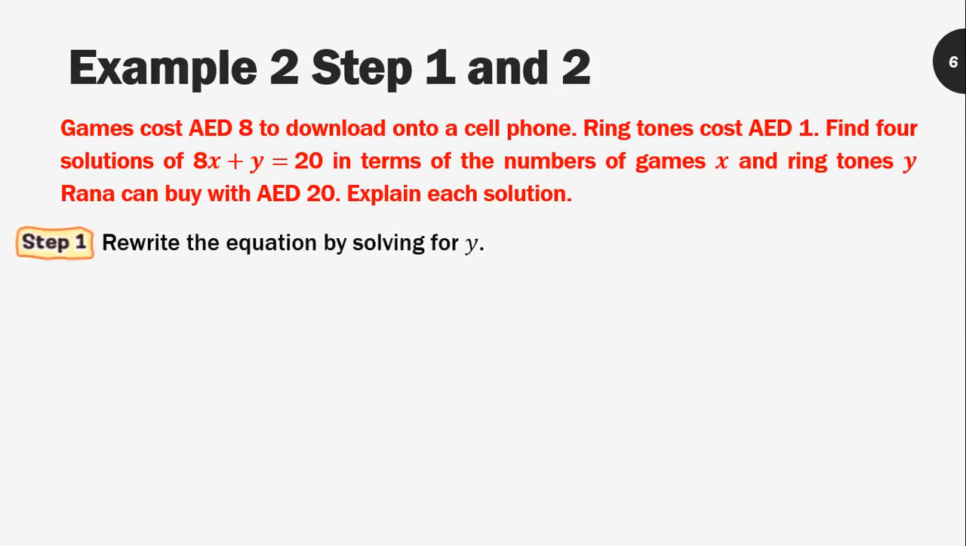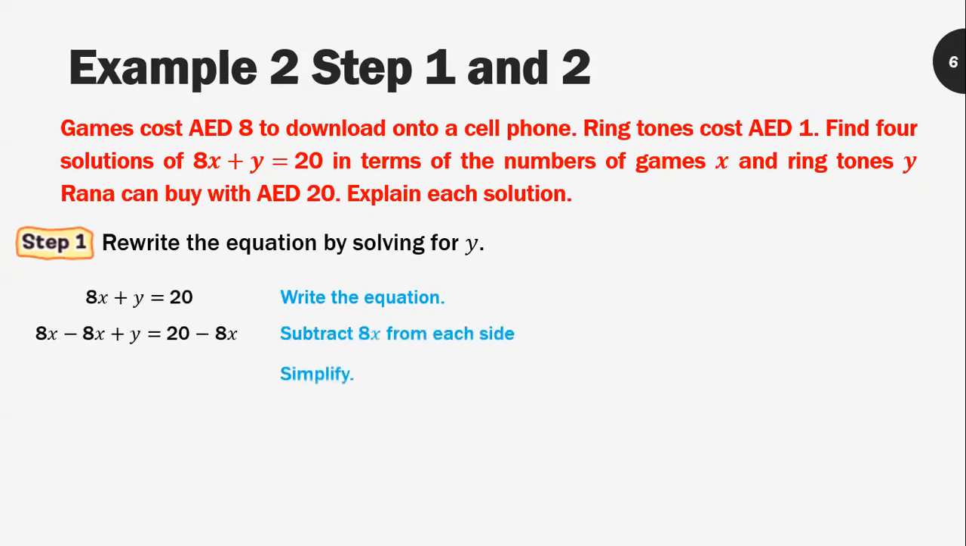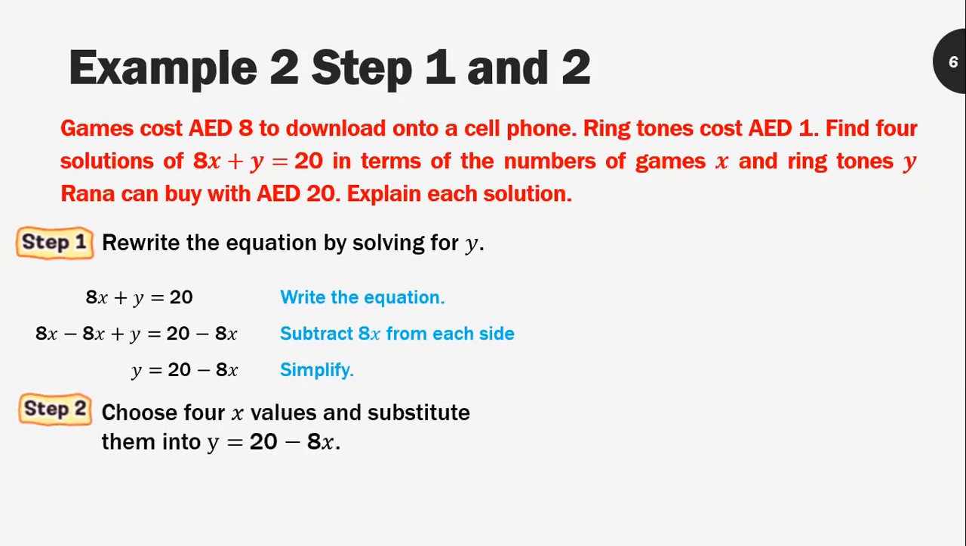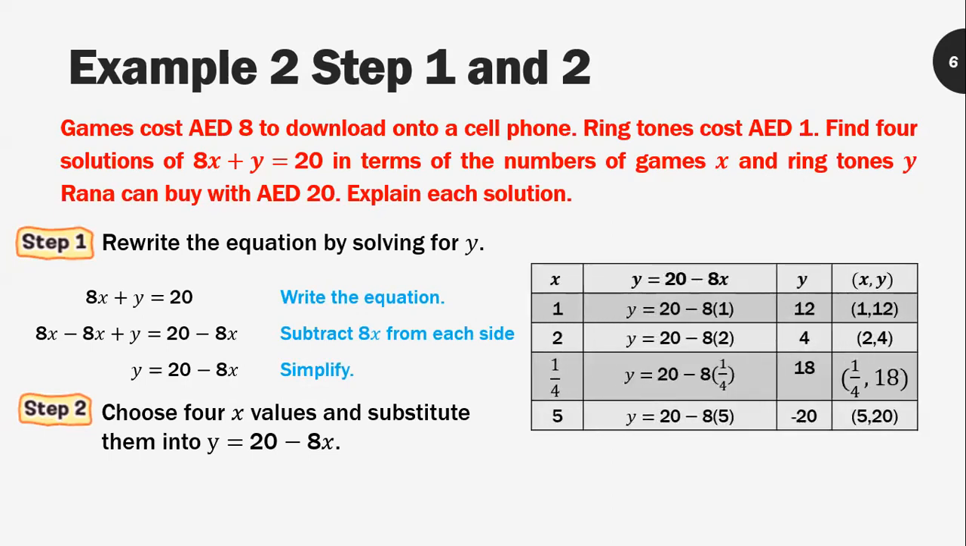First step is to write the equation by solving for y. So we'll write y as the subject by subtracting 8x from both sides. So y equals 20 minus 8x, or -8x plus 20. The second step is to choose four values to substitute in the equation, like what we did in example number 1. I recommend you choose easy values for x. So here I choose 1, 2, a quarter, and 5.